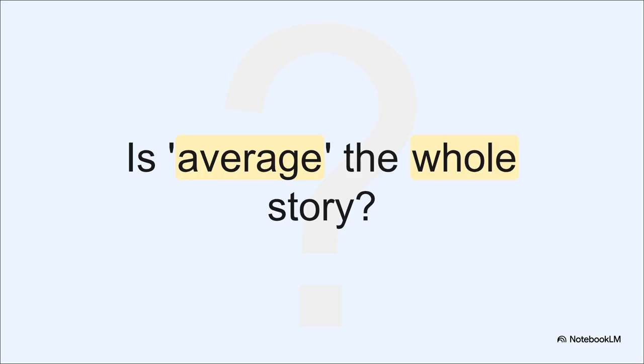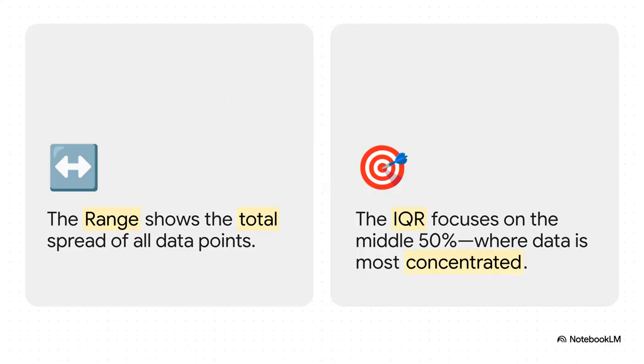Think about it. We use the word average constantly. Average test scores, average temperature, you name it. But is it actually telling us the whole story, or is it hiding something? Okay, check this out. We've got two classes here, and get this, both of them have the exact same average test score, 80. But just look at them. They couldn't be more different.